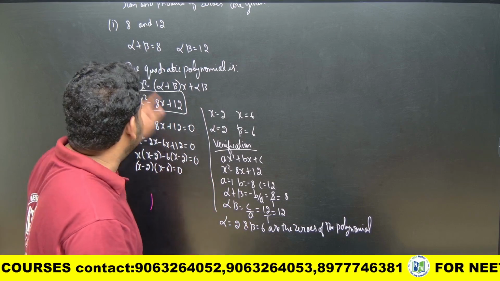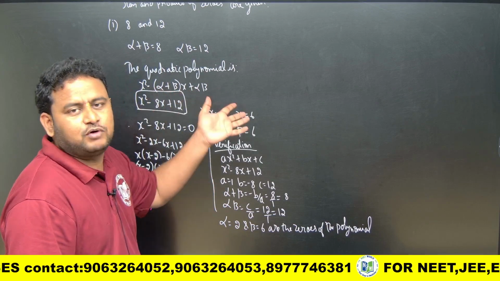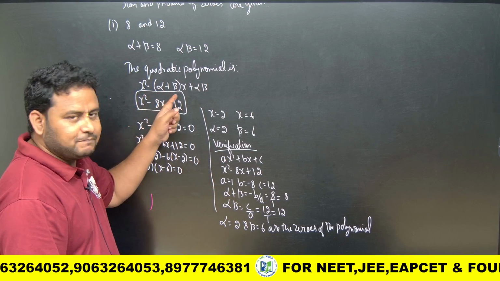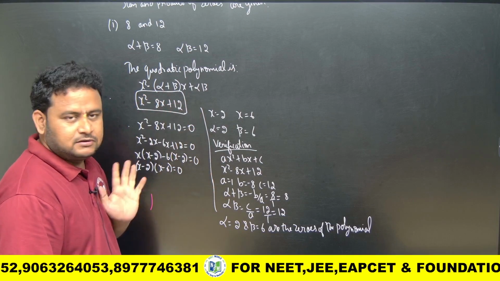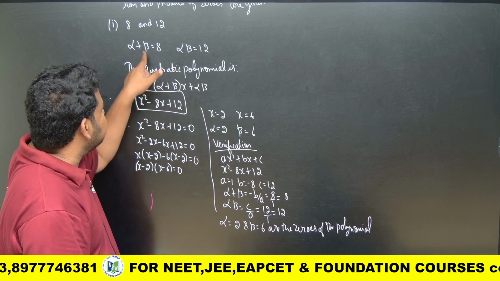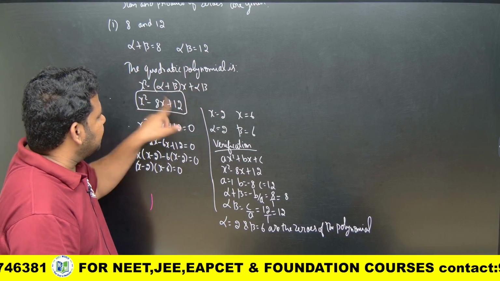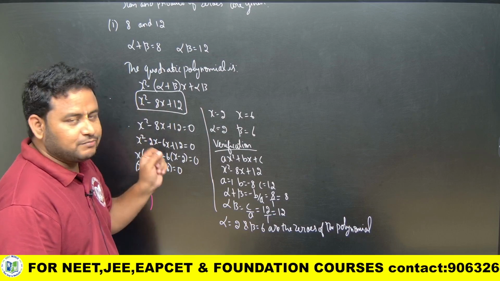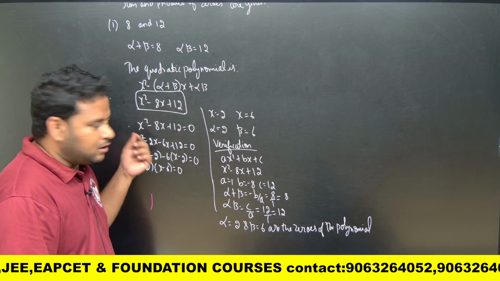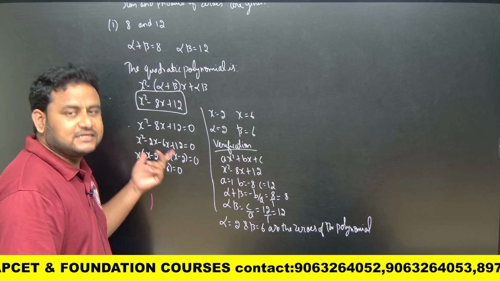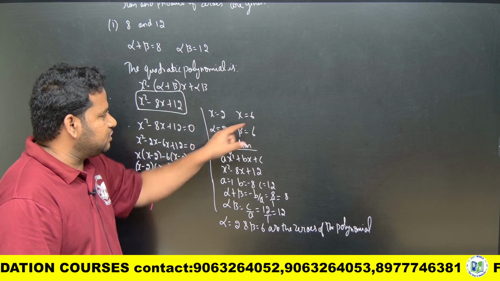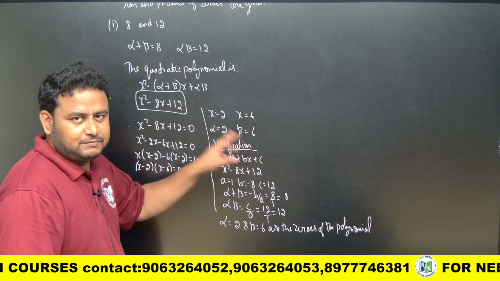Now what we should do? First let us find the quadratic polynomial. It is of the form x square minus alpha plus beta x plus alpha beta. If I put the values, alpha plus beta is 8 and alpha beta is 12, I get the quadratic polynomial. If I equate it to 0, the polynomial becomes a quadratic equation. On solving it by splitting the middle term, I get x equal to 2 and x equal to 6. So alpha will be 2 and beta will be 6.